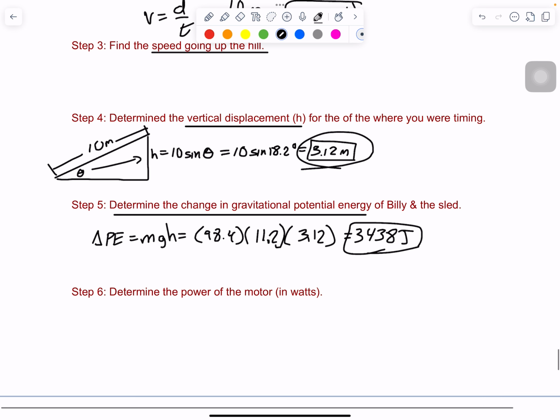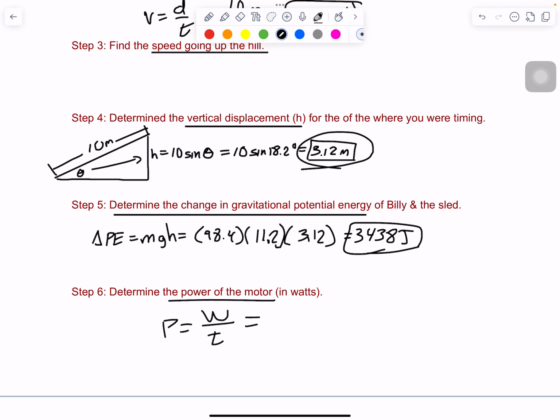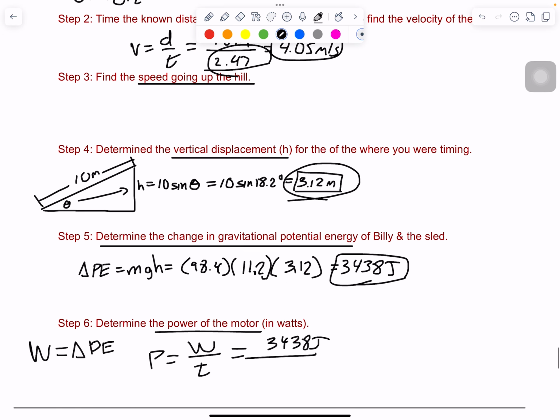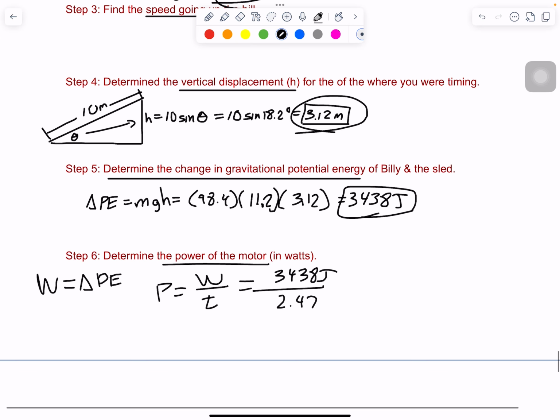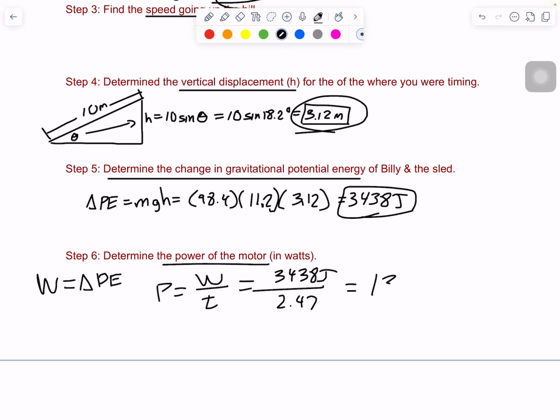The last thing we've got to do is find the power of the motor in watts. That's going to be easy because that's just the work divided by time. And the work is the same as the gain in potential energy. So the change in potential energy is the amount of work done. So 3,438 joules divided by, remember it took 2.47 seconds in my case, whatever your time was, write it down. And I'm getting about 1,392 watts of power.